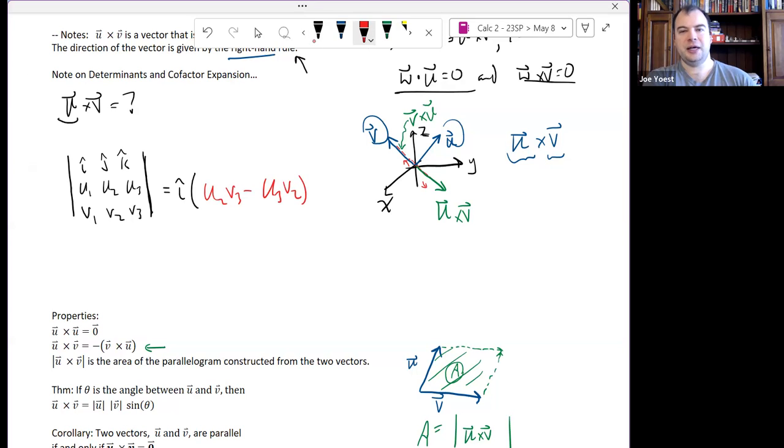Then next I want to look at j hat. I have to subtract off j hat. I alternate the sign. I knock out the row and column that j hat is in, and I'm left with these four numbers that I could imagine being like a 2x2 grid again, u1, u3, v1, v3, and I can multiply this way, u1 v3 minus u3 v1.